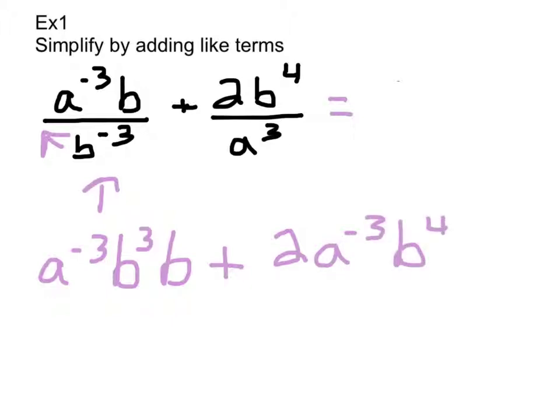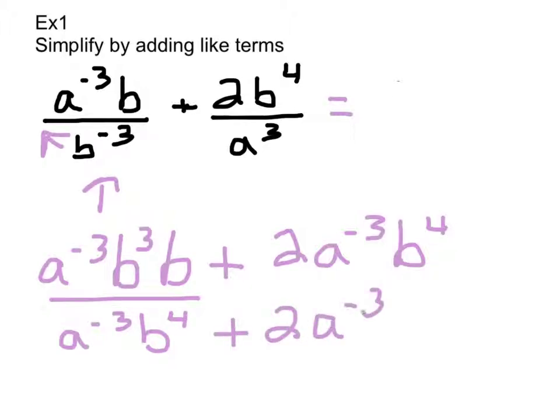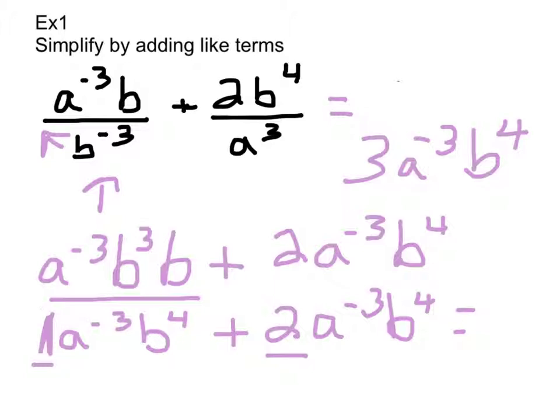Now I'm going to simplify. So here I can simplify my b. So I have a to the negative 3, b to the 4th, plus 2a to the negative 3, b to the 4th. Now, remember, there's a 1 right there. So I have 1 of those a to the negative 3, b to the 4th, plus 2 of those a to the negative 3, b to the 4th. So I have 3 of those a to negative 3, b to the 4th. So to me, that makes a little bit more sense.